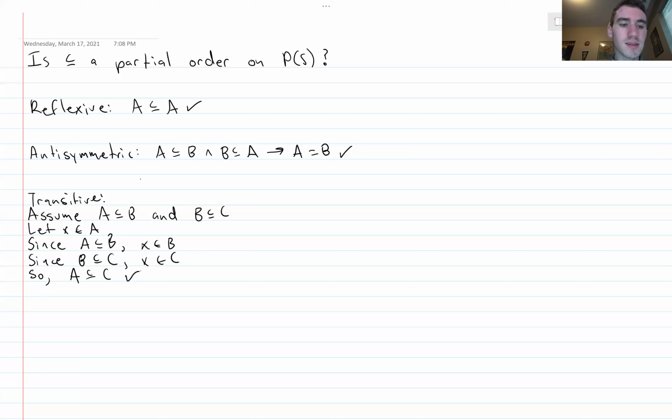So we've got reflexive, we've got antisymmetric, and we've got transitive for this subset relation. That means it's a partial order on this power set.